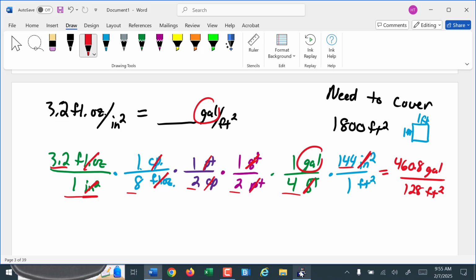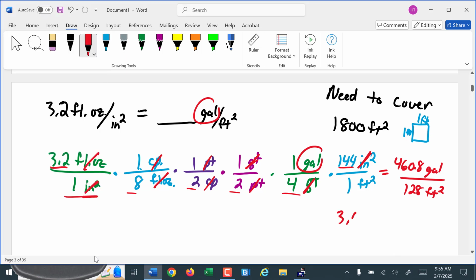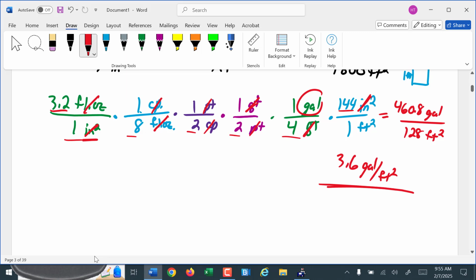So we're going to divide that out. 460.8 divided by 128. We get 3.6 gallons per square foot. It's quite a healthy coverage. That's what I get when I make up an example on the fly.